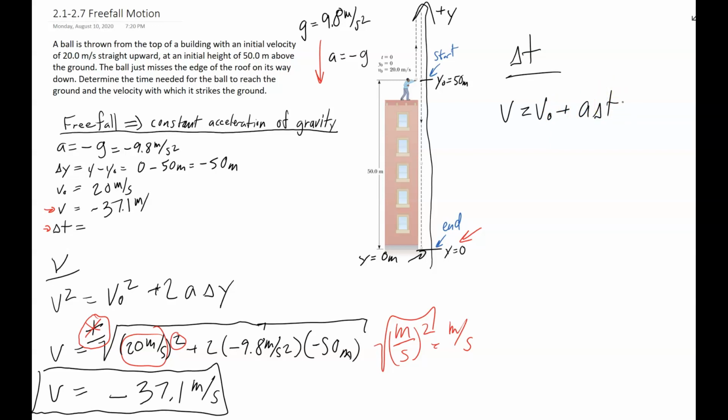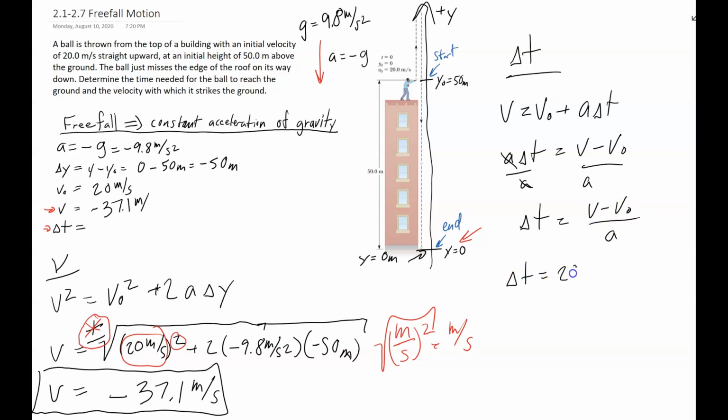Let's do a little bit of algebra. So a times delta t is equal to v minus v initial. Divide both sides by a, and we're going to end up getting the delta t that we're looking for here. And so delta t in this case is equal to v minus v initial divided by the acceleration. We have all those numbers. Let's plug them in.